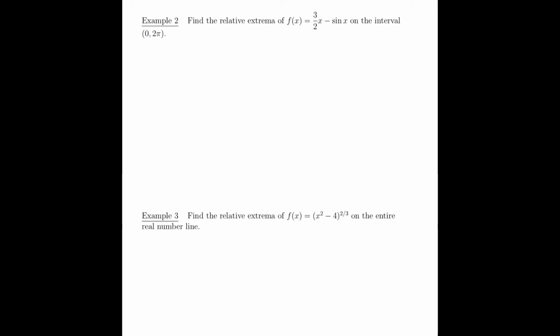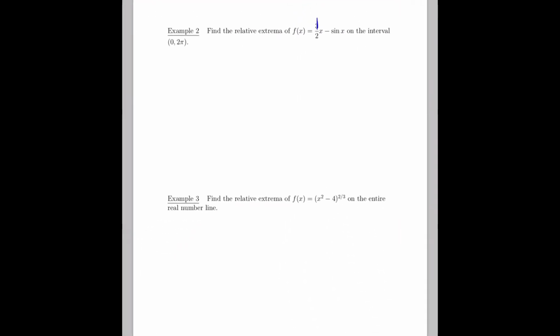Let's use the first derivative test to find the relative extrema of the function in example 2 on the interval 0 to 2 pi. First note I want to make is that this is a typo in the notes. This should be 1/2 x minus sine x, otherwise the problem's a little bit boring. To begin, what we want to do is find the critical numbers for f of x.